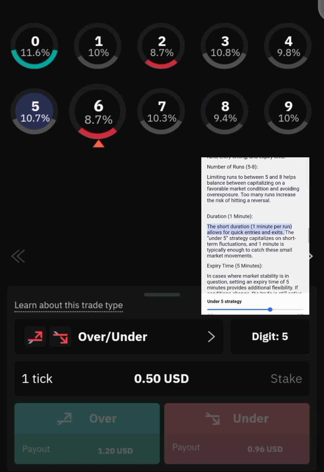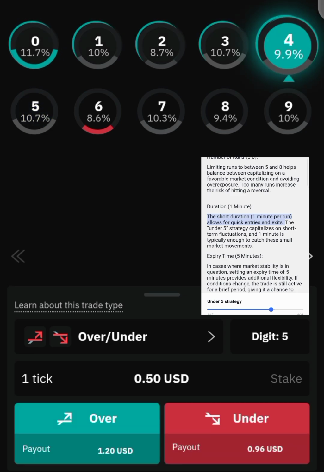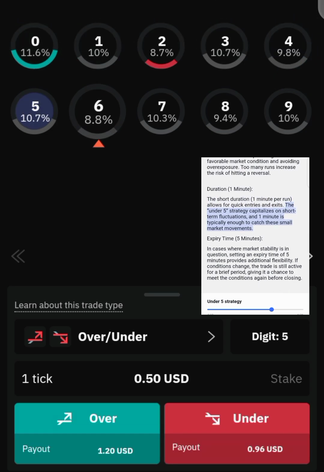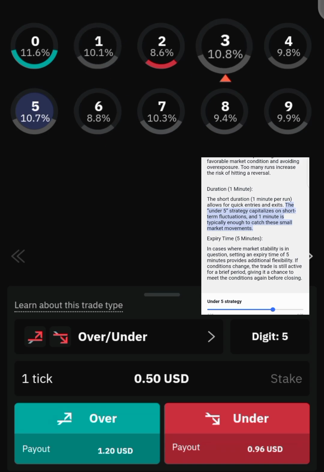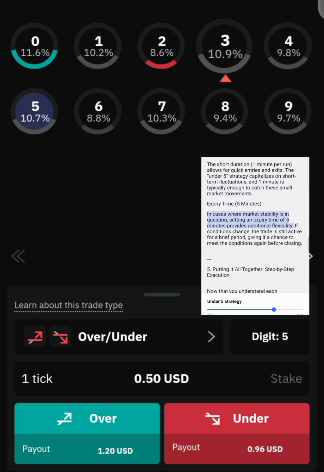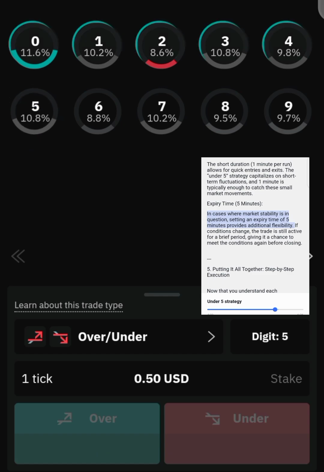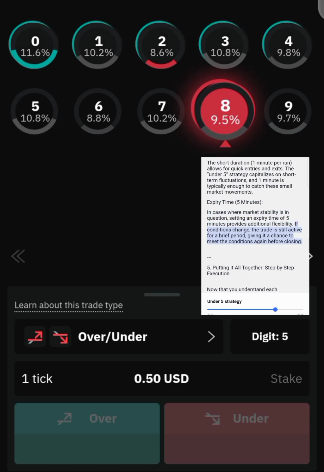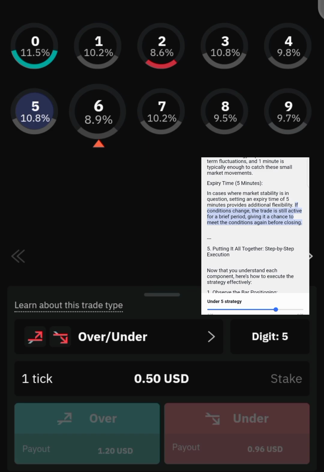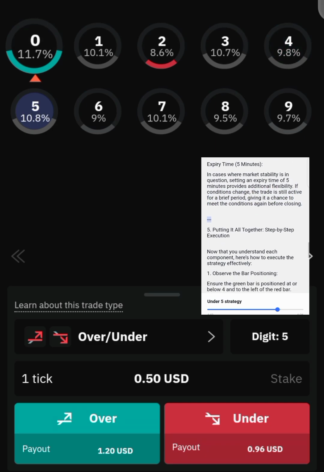Duration 1 minute. The short duration of 1 minute per run allows for quick entries and exits. The under 5 strategy capitalizes on short-term fluctuations, and 1 minute is typically enough to catch these small market movements. Expiry time, 5 minutes. In cases where market stability is in question, setting an expiry time of 5 minutes provides additional flexibility. If conditions change, the trade is still active for a brief period, giving it a chance to meet the conditions again before closing.